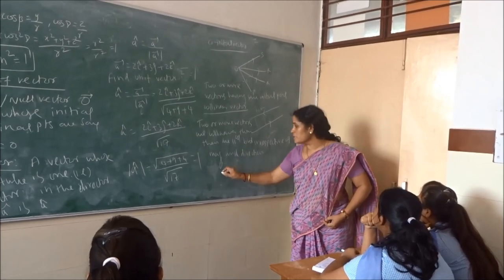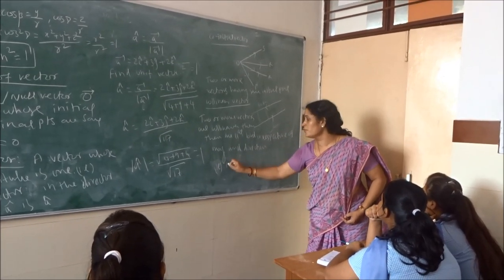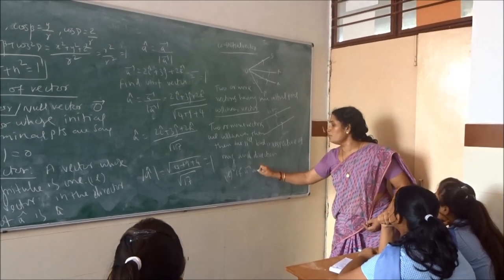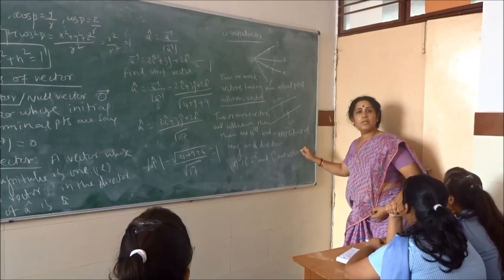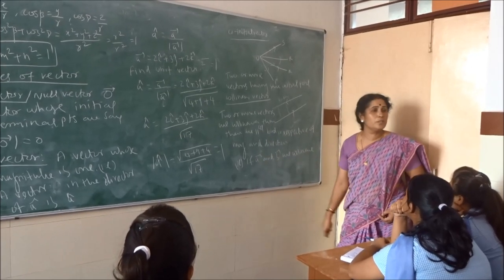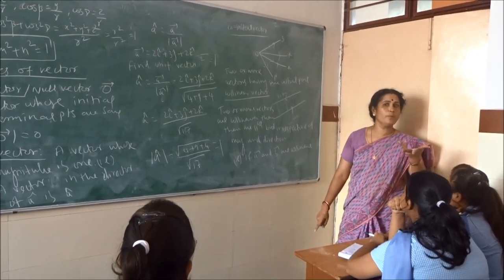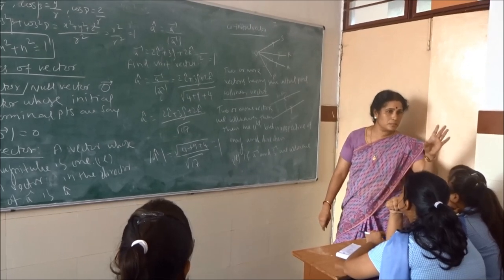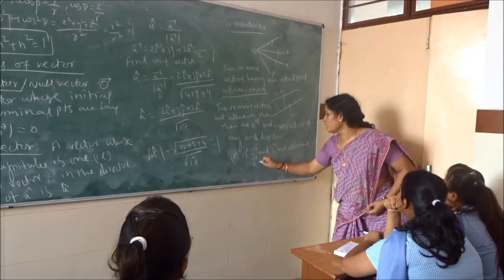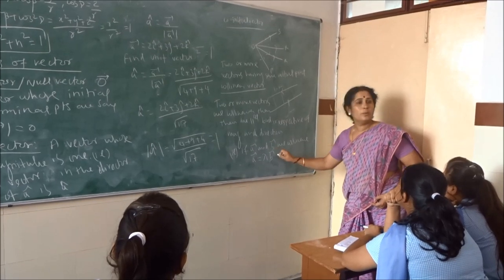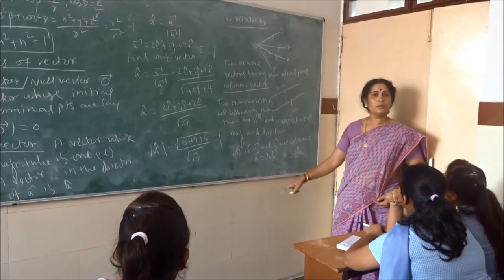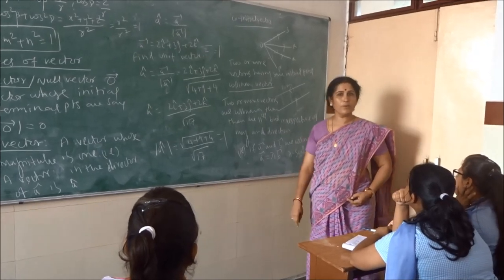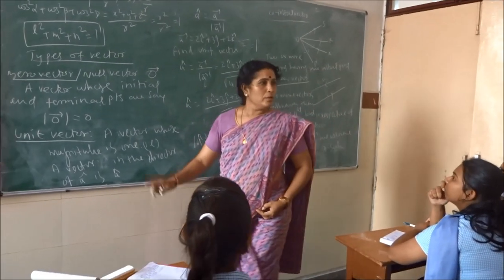I'm finishing the definition. If A vector and B vector are collinear, then the ratio between these two vectors, maybe negative, maybe positive, is always the same. That is, we say A vector equals lambda times B vector, where lambda is a scalar, maybe 1 by 2 or whatever you get. Okay, fine. So anyhow, is everybody clear?